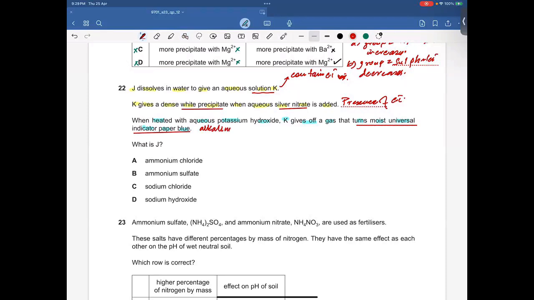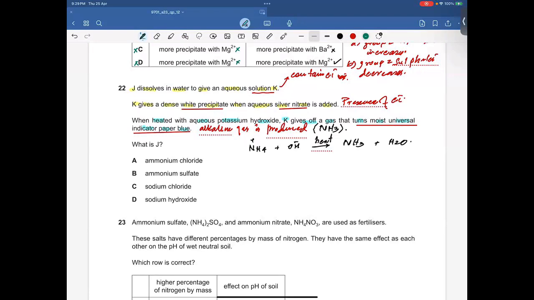Alkaline gas is produced. If alkaline gas is produced, that must be ammonia gas. And ammonia is always formed when any ammonium ion is treated with hydroxide ions under heat. You will get ammonia and water. That's the information which I've given to you in the nitrogen and sulfur chapter, all right?